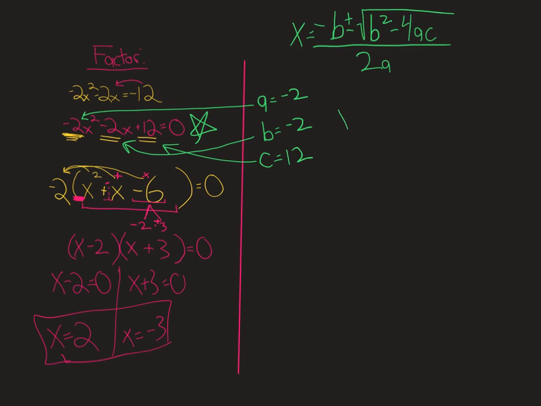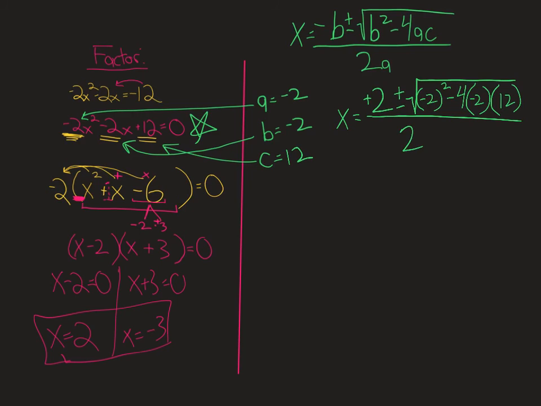Now I'll just plug into my formula. Negative B means the -2 becomes +2, plus or minus the square root of b squared, which is the -2 squared, minus 4 times the A, another -2, times the C, a 12, all over 2 times -2. So now let's do our work under that radical.